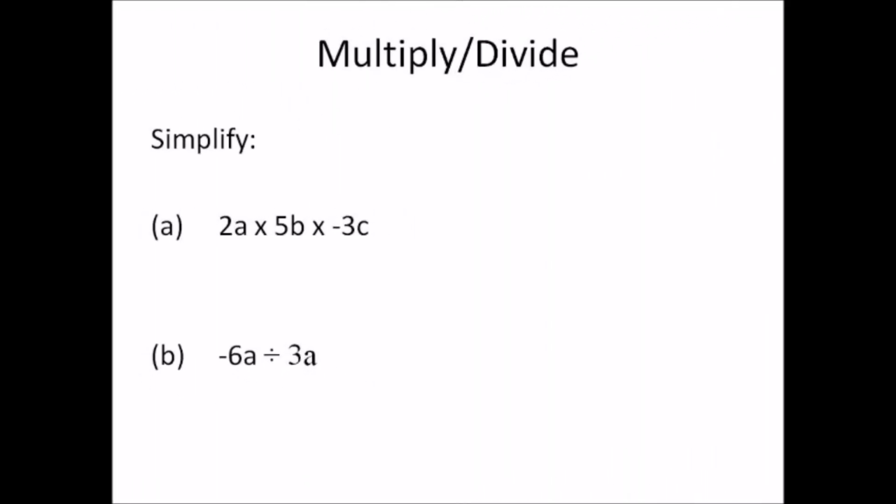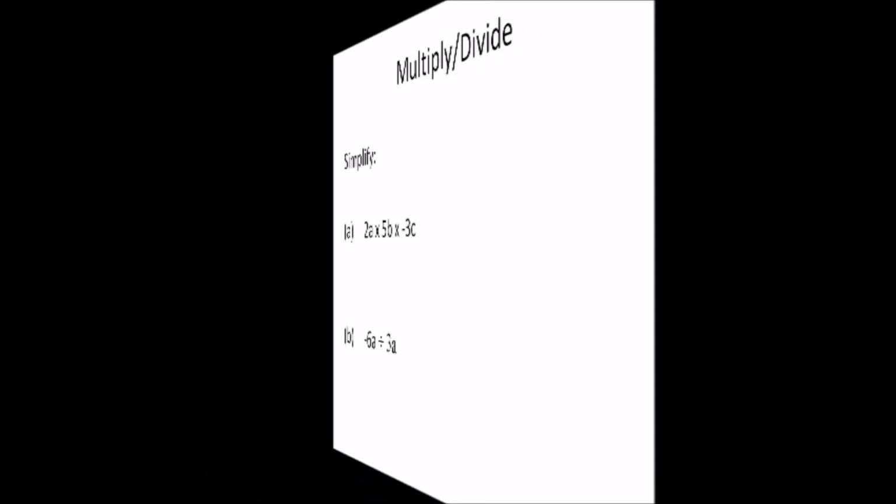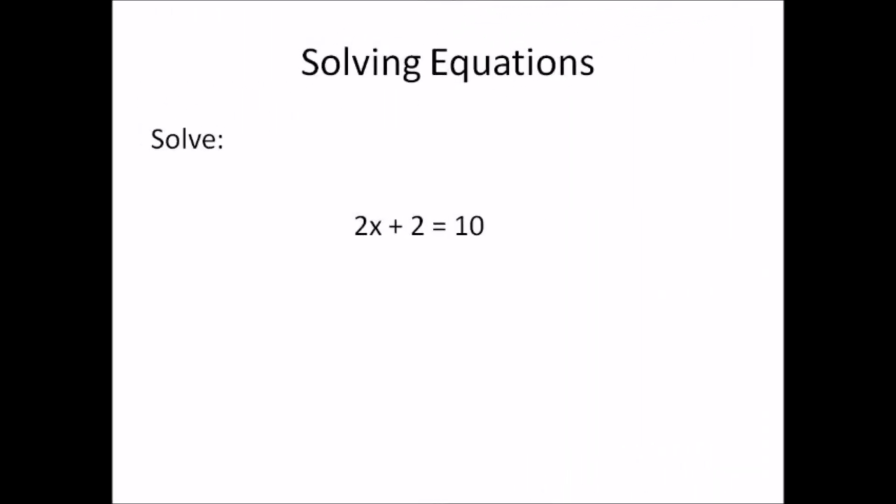Where you multiply and divide. So A, 2a times 5b times -3c, and then B, -6a divided by 3a. Got it? We move on. Solving equations. 2x plus 2 is equal to 10. Solve this equation. You're solving for x.